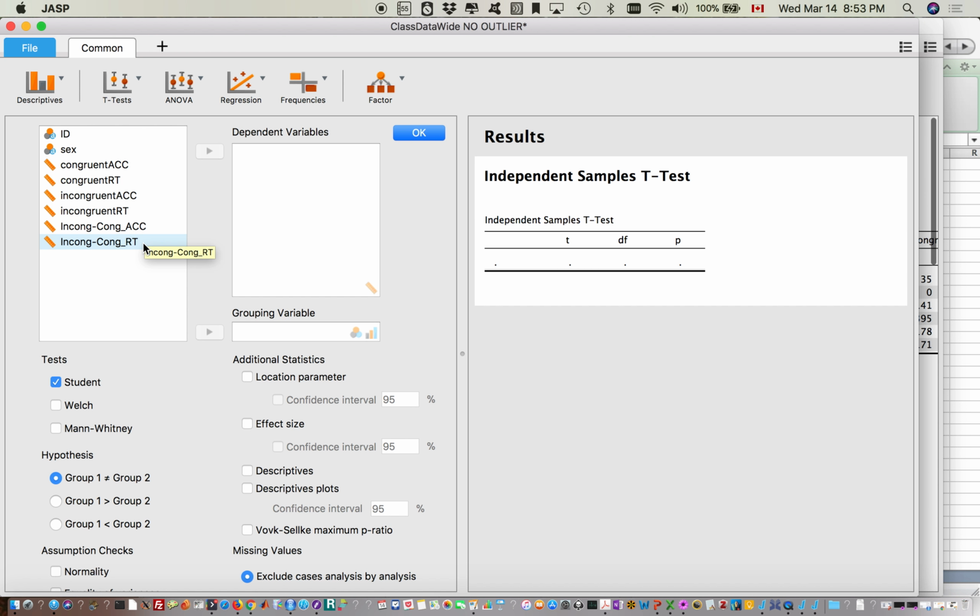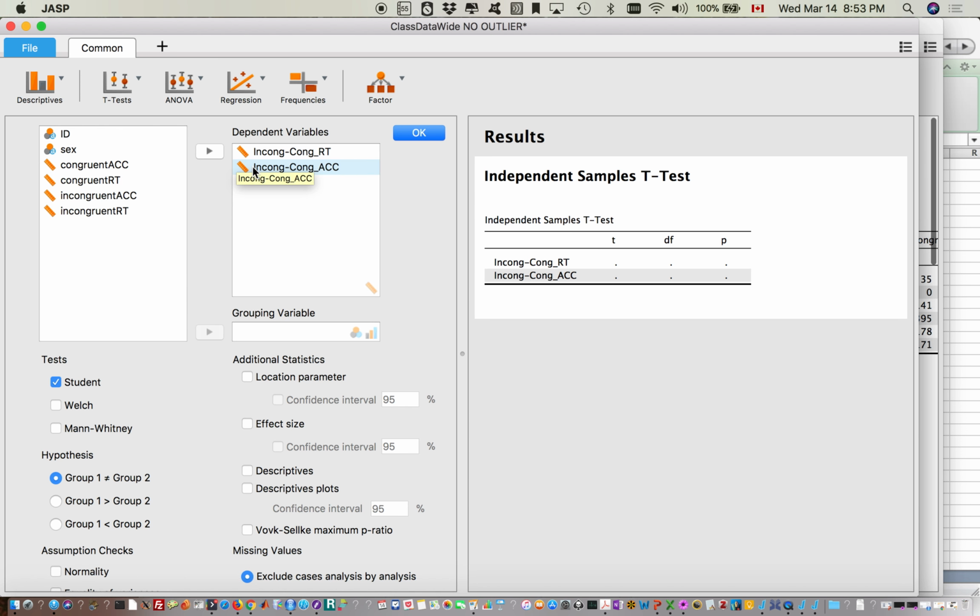What we want to look at is our two difference scores here. We want to look at incongruent minus congruent reaction times, and we also want to look at incongruent minus congruent accuracy. So move those over. Now it hasn't actually calculated anything. It's pre-populated the table, but that's because you need to tell it what the grouping variable is. And in this case, sex is the grouping variable. Now you can see it's working. It's trying to calculate it. And we have no significant difference here.